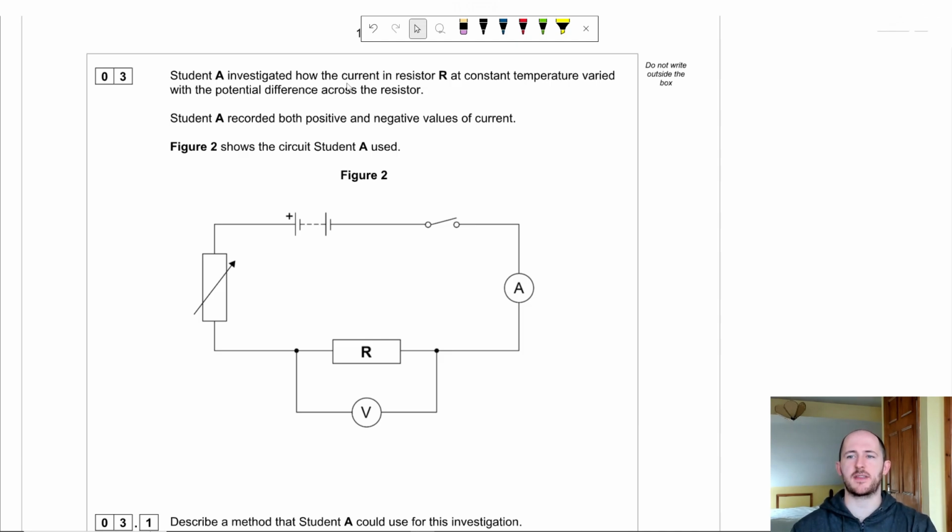So we have student A investigating how the current in a resistor R, so this fixed resistor here, at constant temperature varied with the potential difference across the resistor. Student A recorded both positive and negative values of the current. Now the key thing to remember here is that with this variable resistor, we can change what the potential difference across resistor R is, because voltage will get shared between them. So if they have the same resistance, each of them will get half of the voltage. And then as we increase this resistance, the voltage here will decrease, and as we decrease the resistance here, the voltage here will increase, which is a very important fact.